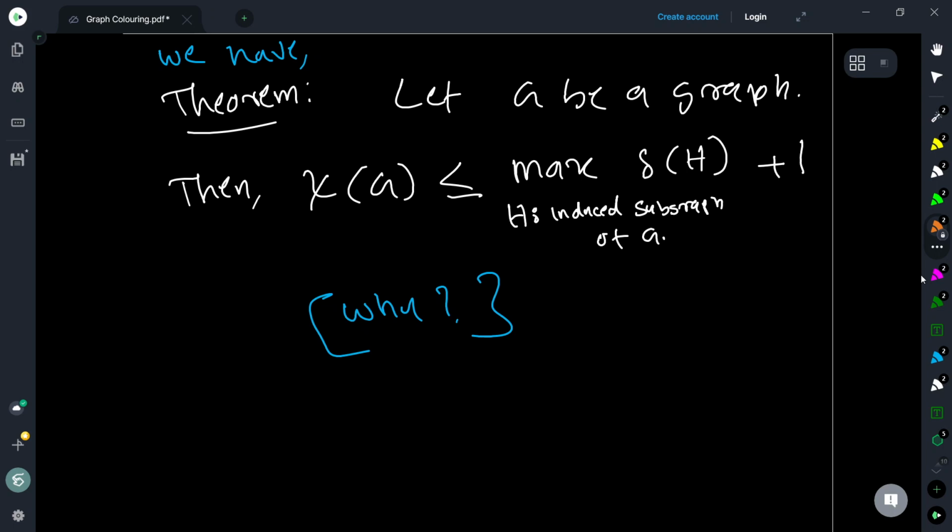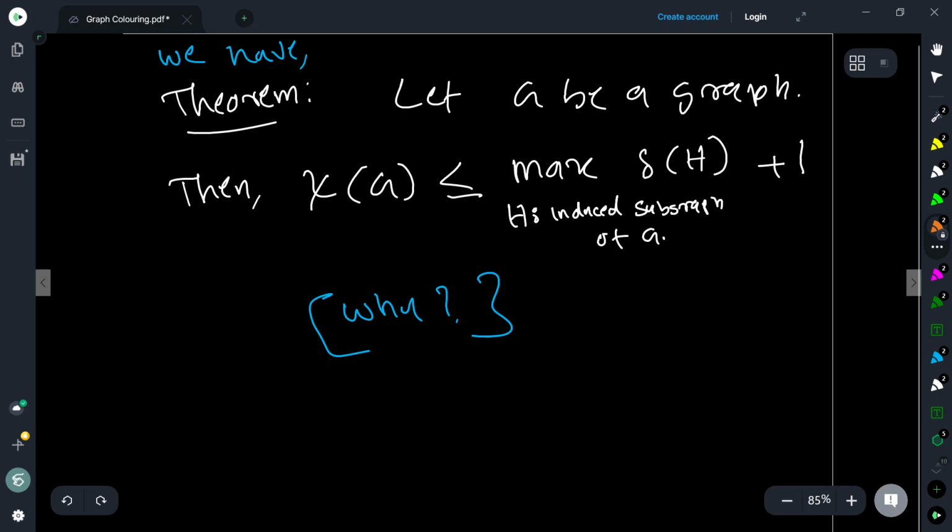So if you look at all possible induced subgraphs of the graph and look at the minimum degrees of these graphs, and take the maximum over all these minimum degrees, then this plus 1 is an upper bound for the chromatic number. This is my claim. I want you to think about this, come up with a reasoning why this is so, and try to write it down.